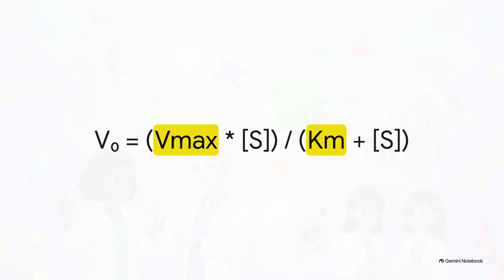Put these pieces together and you get the Michaelis-Menten equation, the absolute cornerstone of steady-state kinetics. V0 equals Vmax times the substrate concentration, divided by Km plus the substrate concentration. This one little algebraic formula perfectly describes that hyperbolic curve of our factory workers getting overwhelmed. It lets researchers actually calculate and compare the fundamental efficiency of different enzymes all across biology.